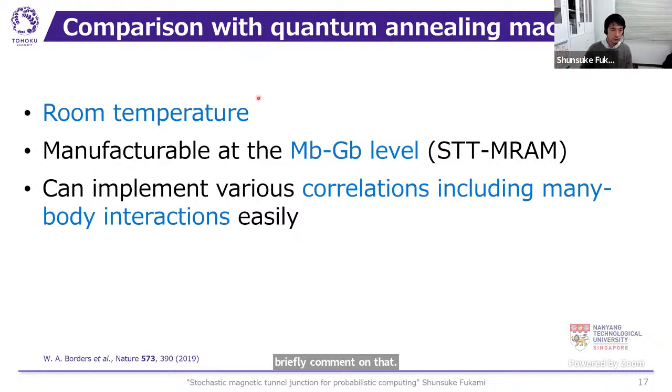Okay, so at the last of these sections, I would like to briefly comment on the comparison with the competing technologies. First, I'd like to discuss the comparison with the quantum annealing machines. The quantum annealing machine, or the D-Wave, can also execute the optimization problems. But compared with the D-Wave, our probabilistic computer based on Spintronics can be operated at room temperatures, and is manufacturable at the megabit to gigabit level, because our magnetic tunnel junction is based on the current STT-MRAM technologies. And also the probabilistic computer with Spintronics can implement various correlations, including many-body interactions, easily, because the p-bits can be interacted electrically.